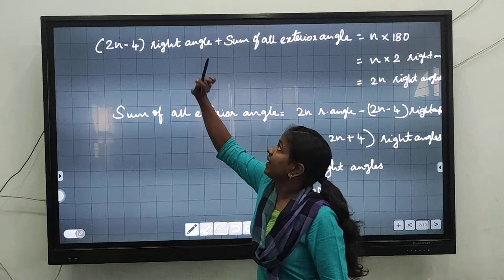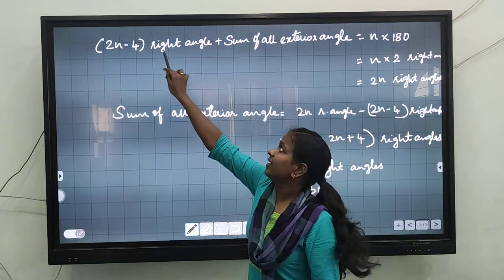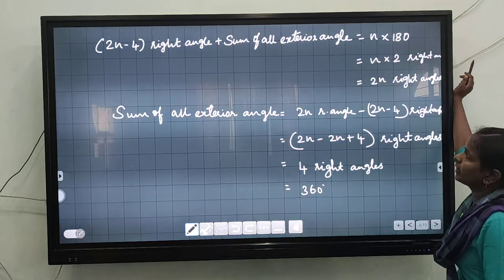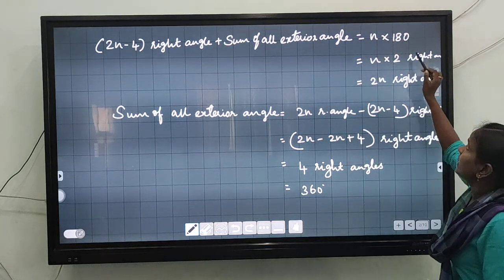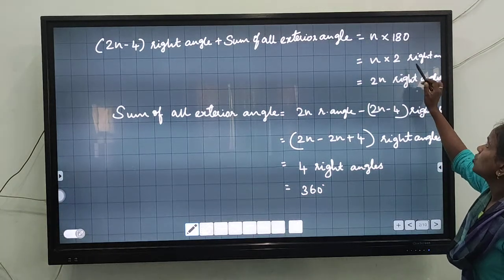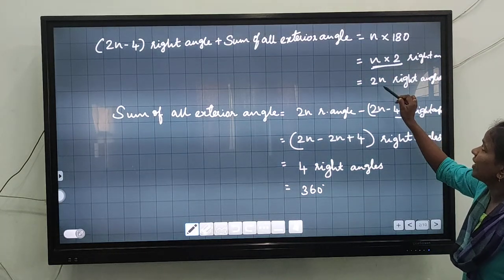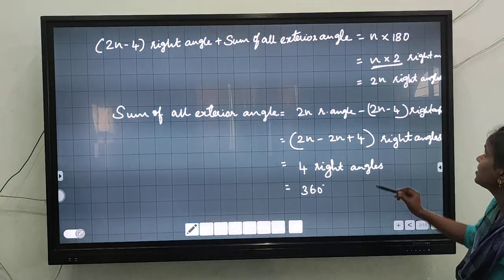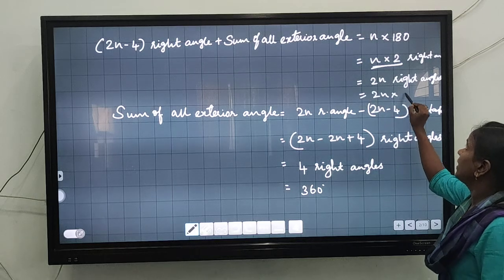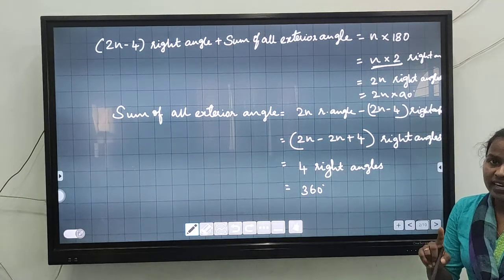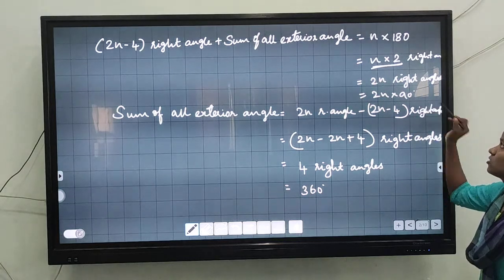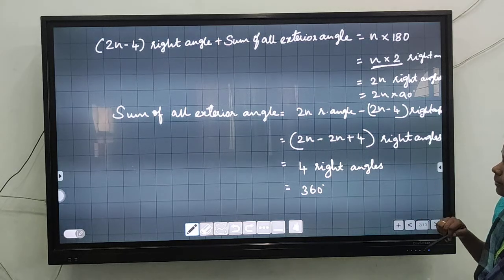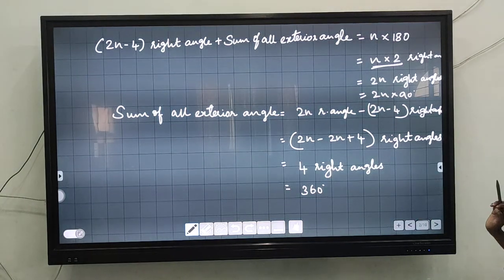So in place of the sum of all interior angles, I am writing here (2n minus 4) right angles. I can also write multiplied by 90, otherwise right angle also I can write. Plus the sum of all exterior angles equals the same formula. That is equal to 180 degrees, which I can write as 2 right angles. Multiplying these two, you will get 2n right angles, otherwise we can write 2n multiplied by 90 degrees, because one right angle is equal to 90 degrees. So any of these formulas we can use to find the sum of interior angles and the sum of exterior angles.